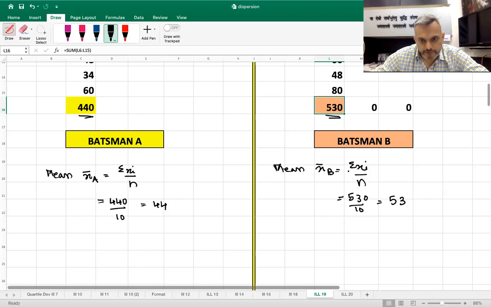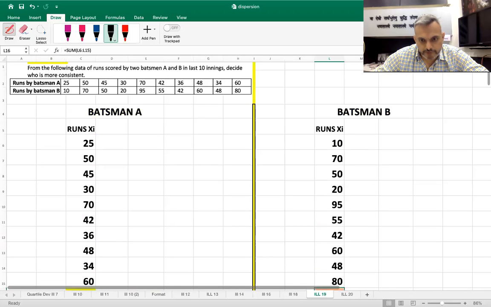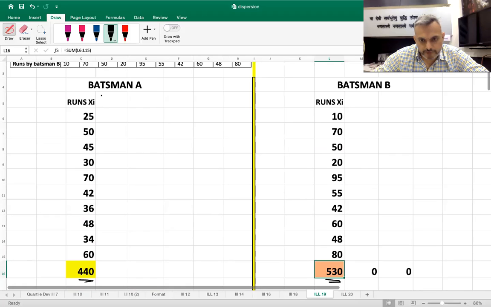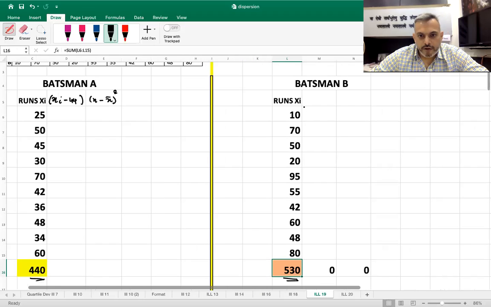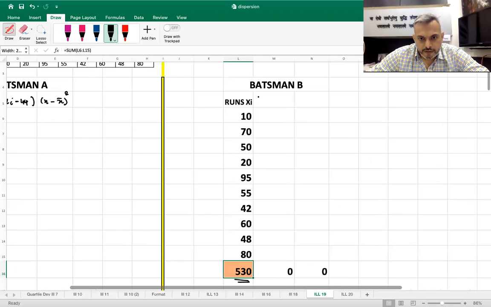So the mean is not in fraction, so we use the formula Xi minus X bar. If the mean was in fraction, we would have gone for the shortcut method. So come to the main information here: Xi minus 44, and then Xi minus X bar the whole square. Over here, Xi minus 53 and then Xi minus X bar the whole square.